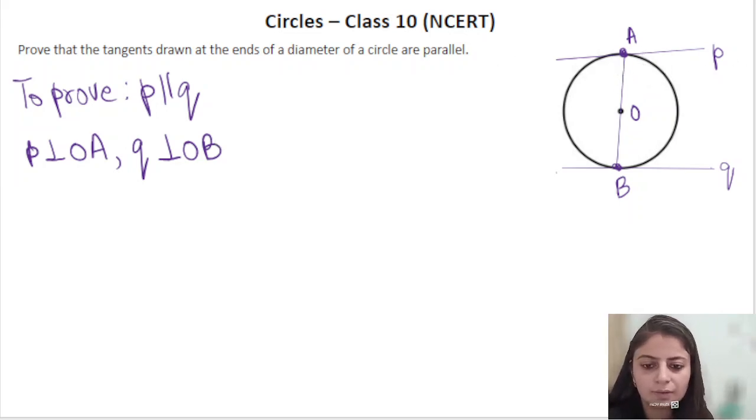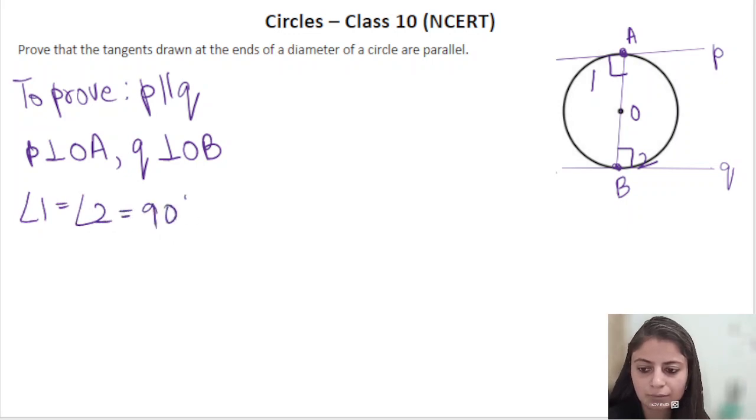This means that this angle is 90 degrees. Also, this angle is also 90 degrees. Let's label these angles as angle 1 and angle 2. Okay, so we have angle 1 equals angle 2. Both are equal to 90 degrees.